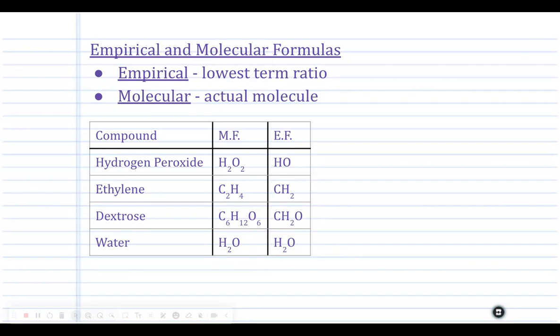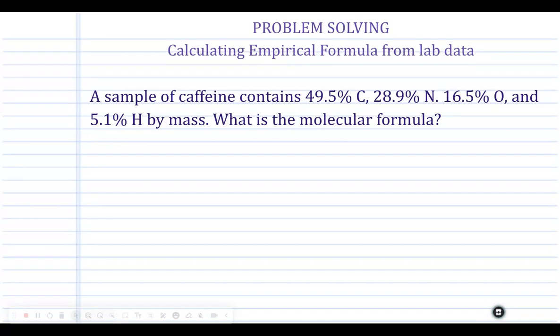We are going to look at how to calculate molecular formulas from some given lab data. It says I have a sample of caffeine. It was analyzed. It contains 49.5% carbon, 28.9% nitrogen, 16.5% oxygen, and 5.1% hydrogen by mass. I want to know what the molecular formula is.